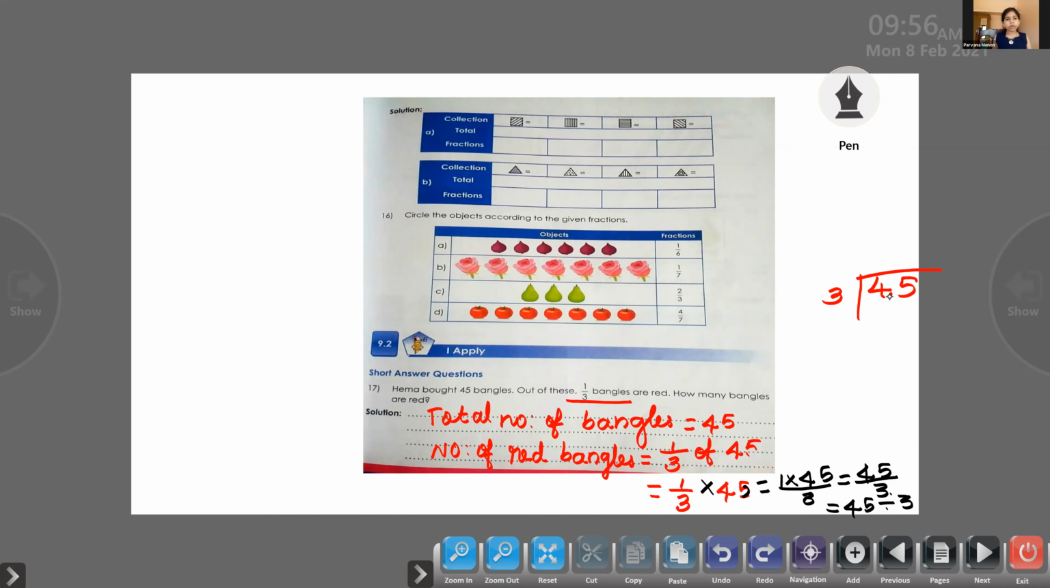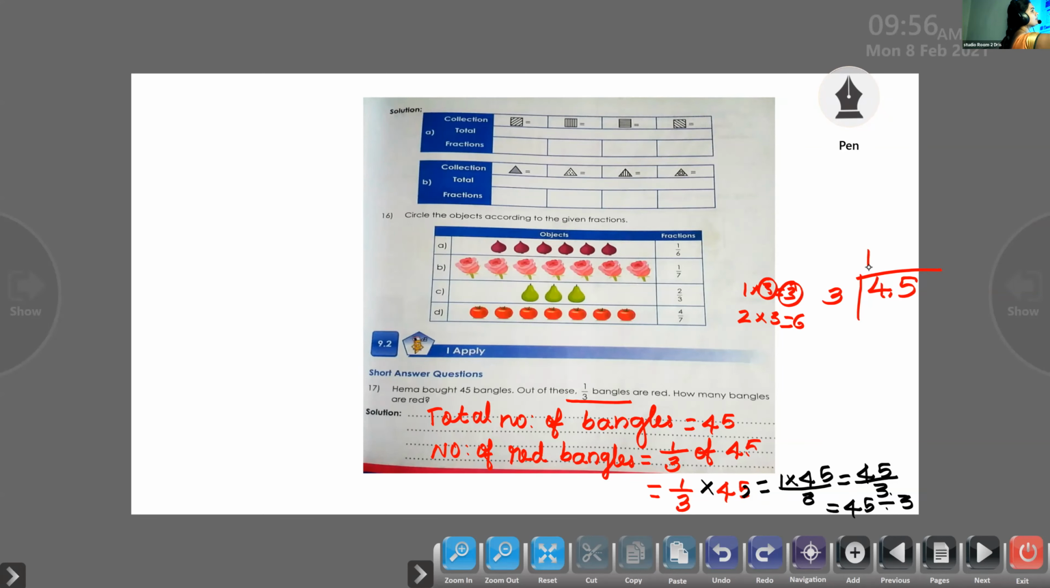4. 4 divided by 3, what will you get? 1. Because if you write the table, 1 three is 3, 2 threes are 6. 6 we cannot take, 6 is greater than 4. We can take only 3. From this, 3 divided by 3 is equal to 1.